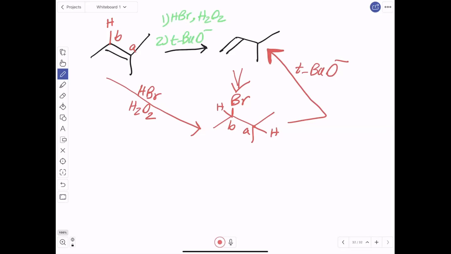Sometimes it's more than 2 steps, much more. So when you are changing the position of a pi bond, you have to use a series of addition and elimination reactions. For each addition, you have to decide if it is Markovnikov or anti-Markovnikov. For each elimination, you have to decide if it is Zaitsev or Hofmann.